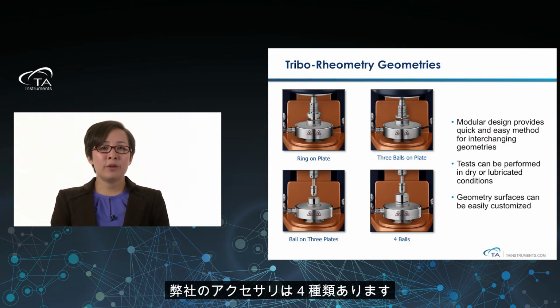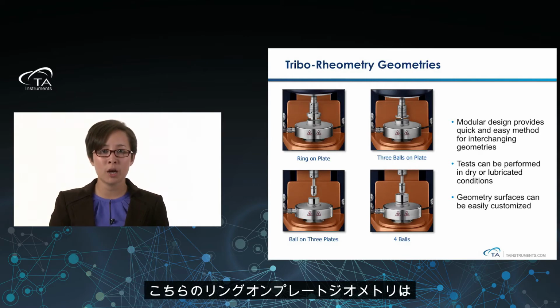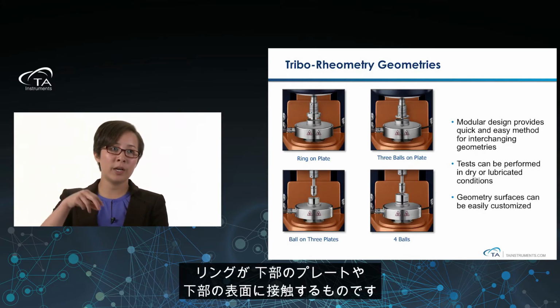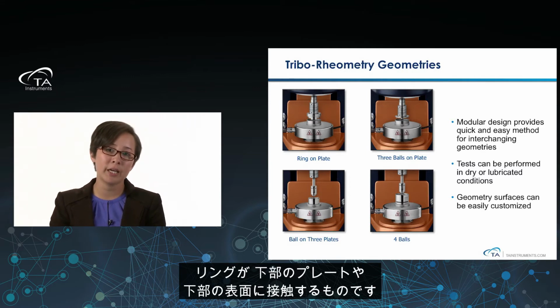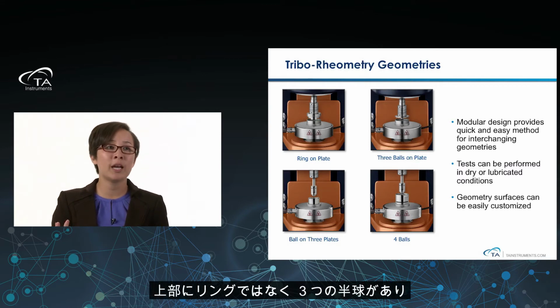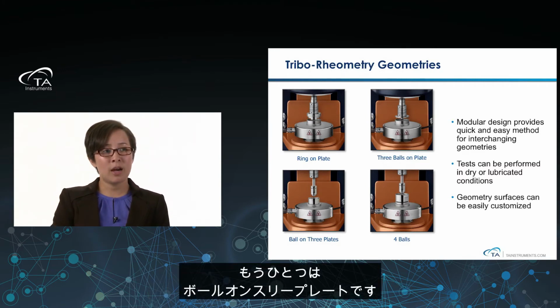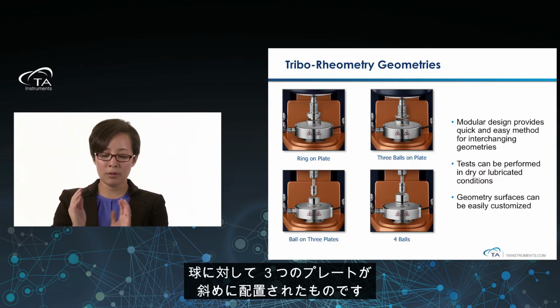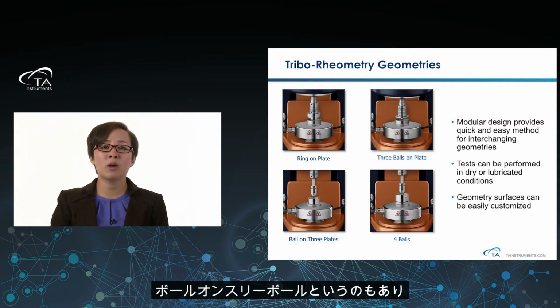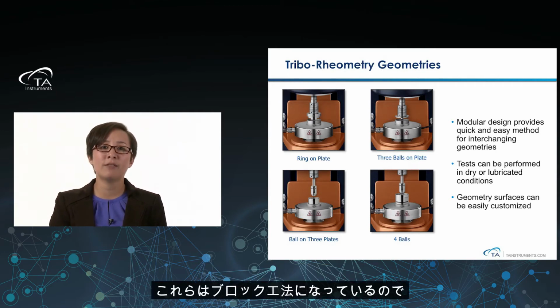Now, our accessories come in 4 flavors, if you will. We have 4 different geometries. We have the ring-on-plate geometry. As you can see, we have a ring, and then it's in contact with a bottom plate or a bottom surface. Also, the 3 balls-on-plate, which on the top, instead of a ring now, we have 3 hemispherical spheres and the plate on the bottom. And then on the other one, you also have a ball on 3 plates. So you can have a ball, and then the 3 plates are at an angle with the sphere. And then you can also have the 4 balls, which has 1 sphere on the top and then 3 spheres on the bottom.